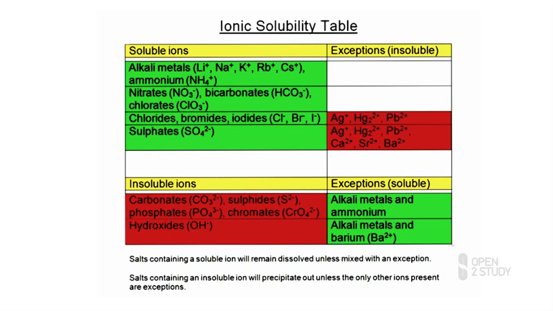I want you to be able to navigate your way around this table, and we're going to use it to make some decisions. Let's have a look at this solubility table and how it works. I've tried to color code it for you. The areas highlighted in green are examples of materials that will dissolve in solution. We call these materials soluble.